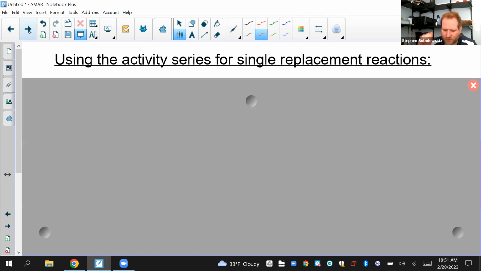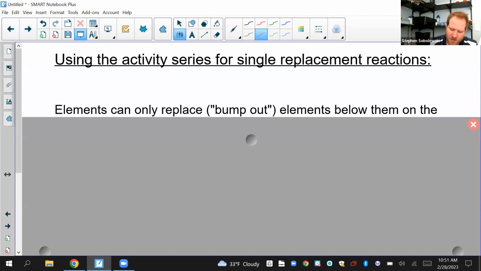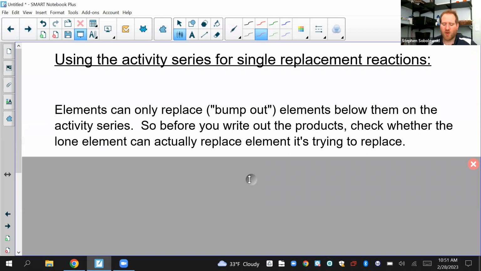Let's do some examples. Oh, before that, using the activity series for single replacement reactions. So you'll be given one of these activity series sheets. You'll be able to use it for tests and quizzes, nothing to memorize here. And this is like the strength order of the metals and the strength order of the halogens. By strength, I mean, what has the ability to actually replace something? Elements can only replace, or the way I phrase it to my students, bump out elements below them on the activity series. So before you write out the products, check whether the lone element can actually replace the element it's trying to replace. So if you have an activity series sheet, take a look at it now.